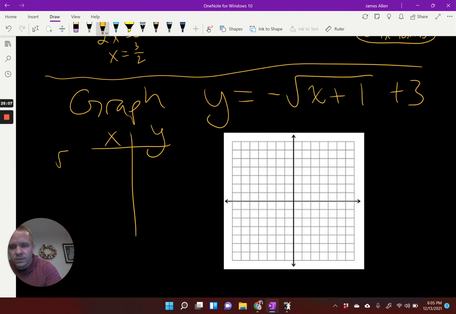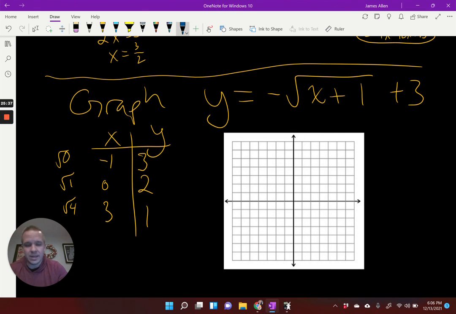So if I want square root of 0, 1, and 4 inside, well, negative 1 for an x value would give me 0 inside. So square root of 0 is 0, plus 3 is 3. Then if I want to get 1 inside, I'd plug in 0 for x. Square root of 1 is 1, but it's negative out in front, so negative 1 plus 3 is positive 2. Now I want to get 4, so I'm going to plug in 3 for x. Square root of 4 is 2, which becomes negative, plus 3 gives me positive 1.